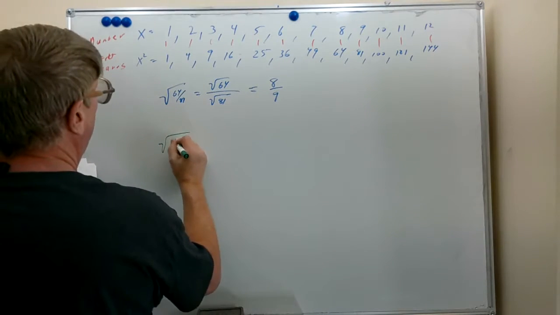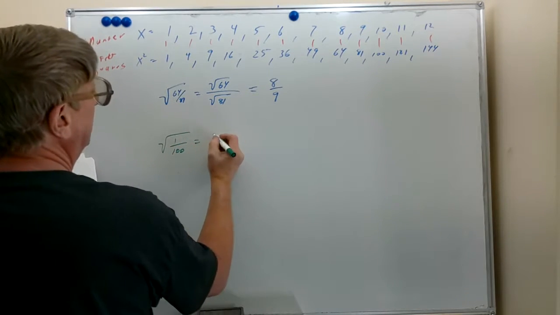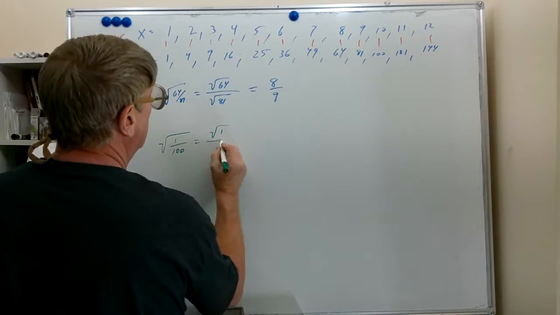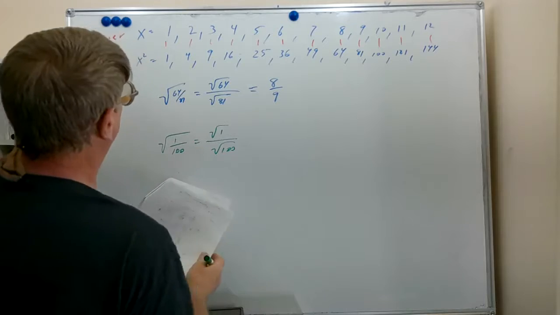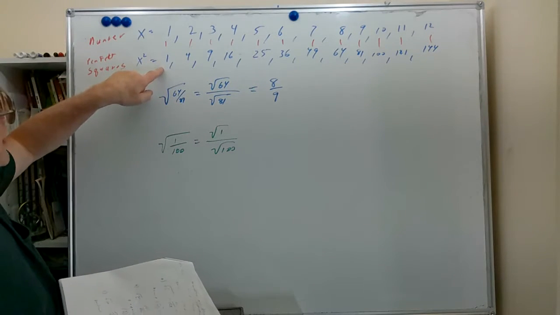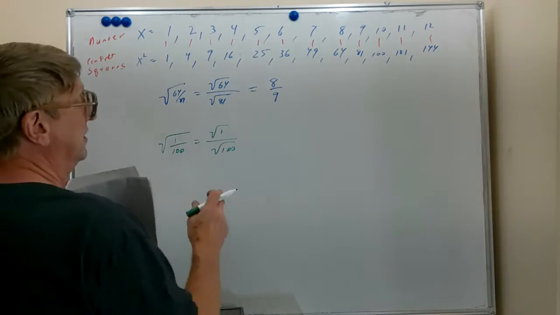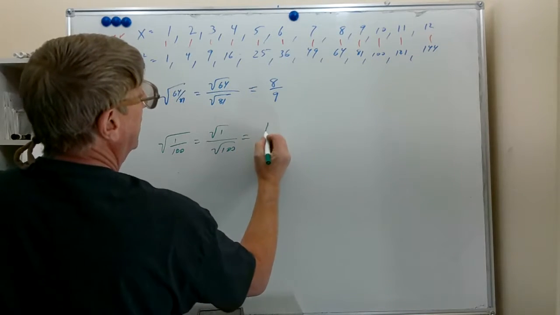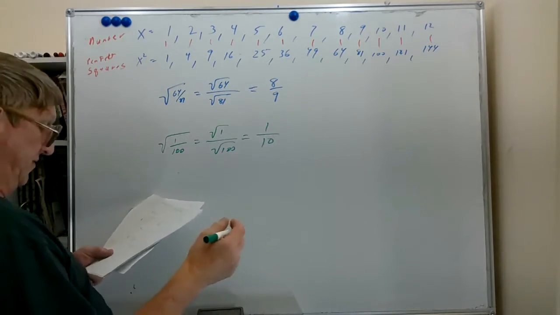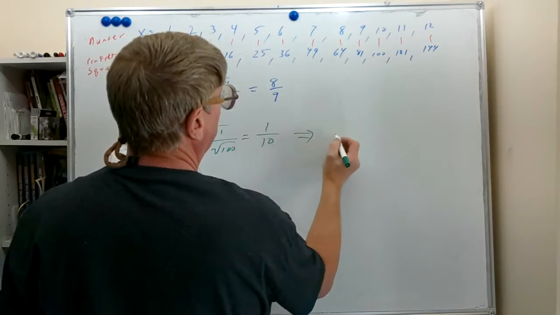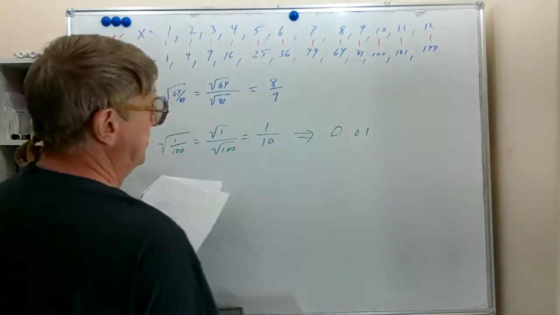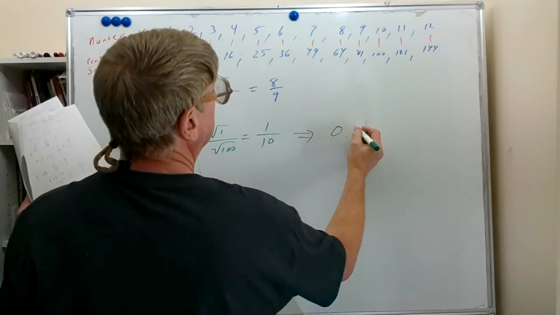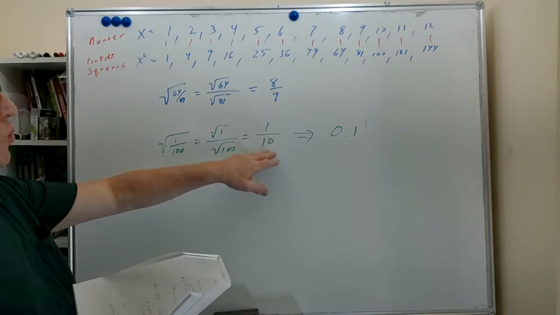The square root of 1 over 100. Well, we break that down again into the numerator and the denominator like we did the last couple. Square root of 1 over the square root of 100. And of course you can see here that 1 squared is 1, so the square root of 1 is 1. 10 squared is 100, so the square root of 100 is 10. So basically it's 1 over 10. And we could write that as a decimal if we so desire, which would be 0.1. Yeah, that would be 1/10.